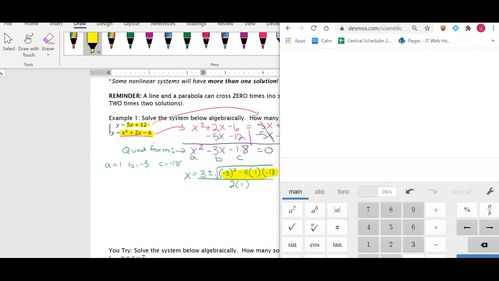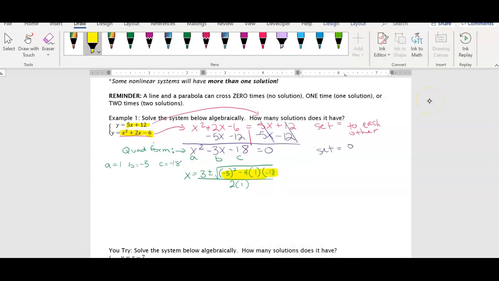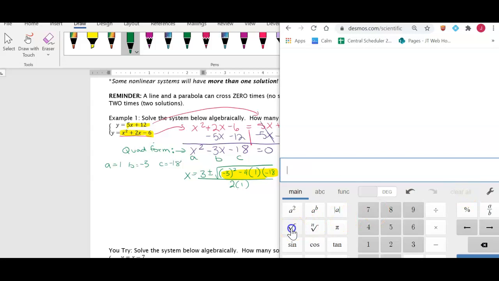All right, so I'm going to type in parenthesis negative 3, close the parenthesis and square it, minus 4 times 1 times negative 18. Make sure you take your signs with it or you'll get the wrong answer. And I get 81. So I'm going to replace that string of numbers with 81. So I have x equals 3 plus or minus square root 81 over 2 times 1 is 2. So 81, we're going to check and see if it's a perfect square. And it is. It equals 9.